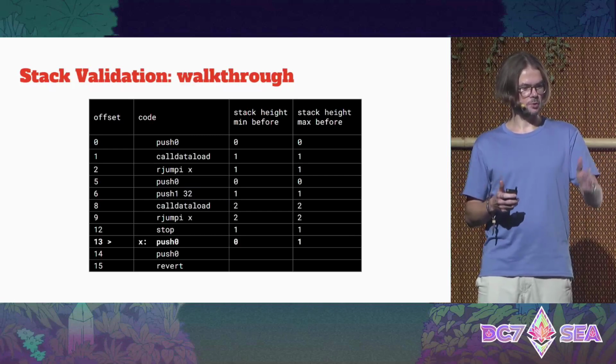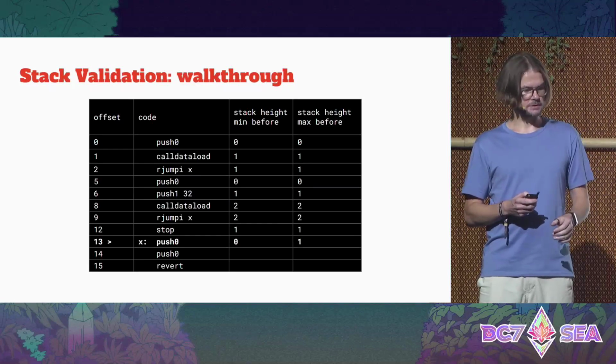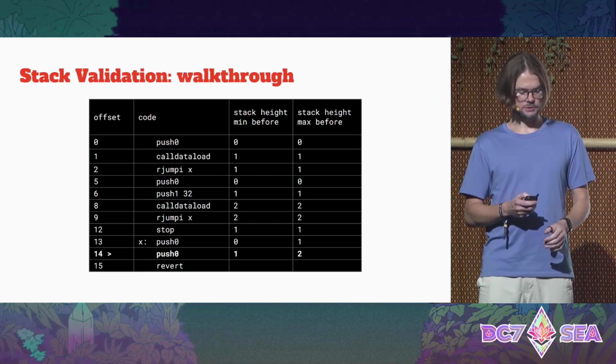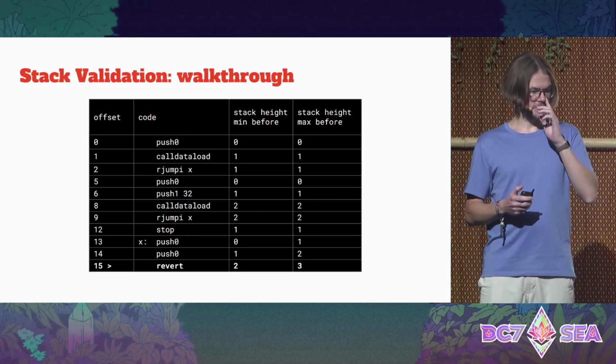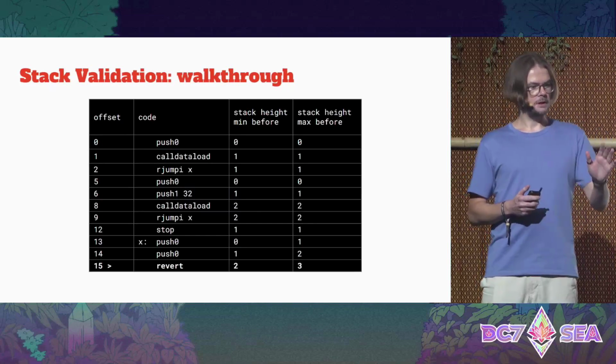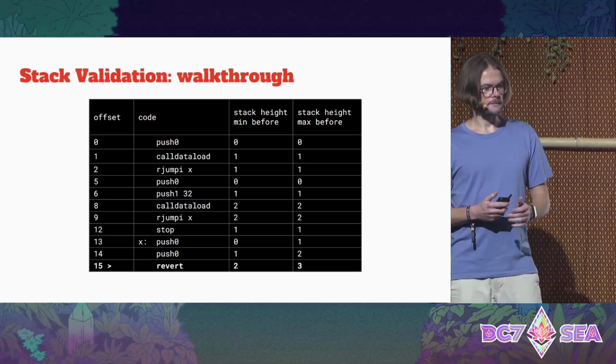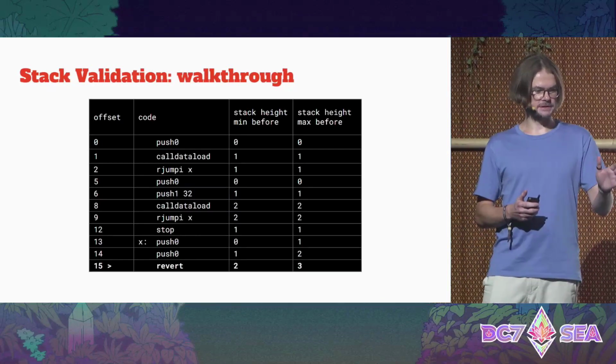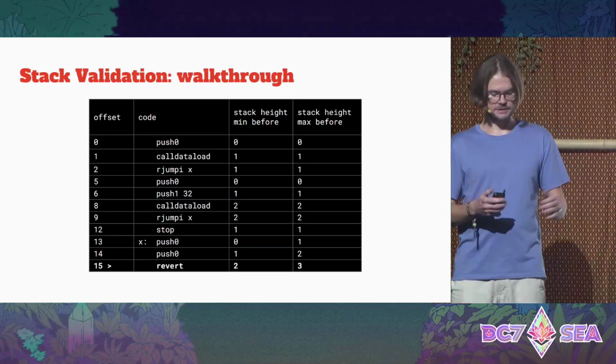It can be either 0 or 1 here. Then push would modify both minimum and maximum, so it shifts the stack height range. 0, 1 becomes 1, 2, and another push. And revert checks for possible underflow using minimum, and 2 is exactly what revert needs, so no underflow happens. This code is valid in the end.